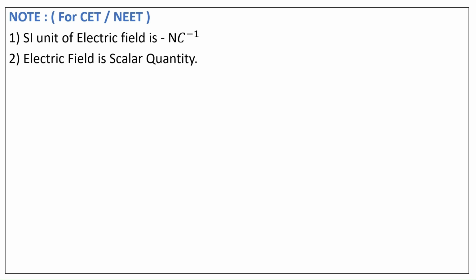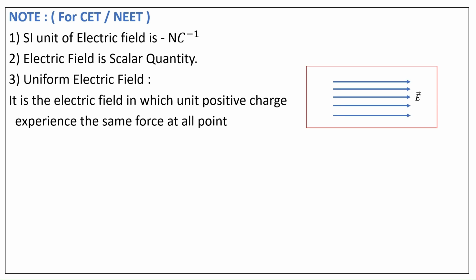Note, for CET or NET. 1. The SI unit of electric field is Newton per Coulomb. 2. Electric field is a scalar quantity. 3.